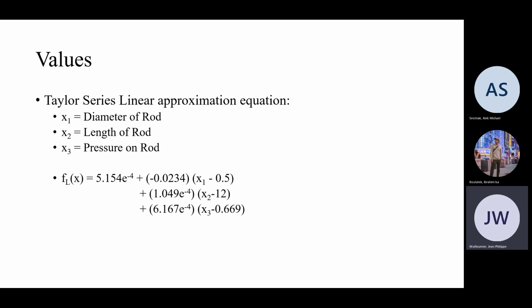And then here are the values. These are the variables for the Taylor series approximation equation we have below. X1 is the diameter of the rod, X2 is the length of the rod, X3 is the pressure on the rod. And here's the equation.